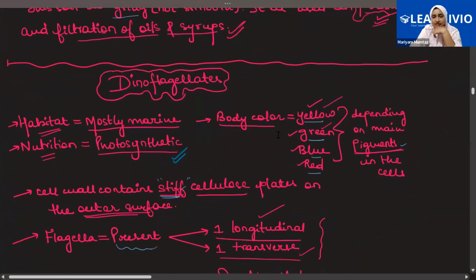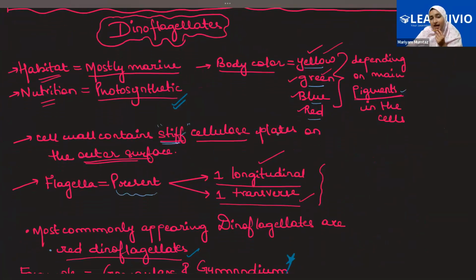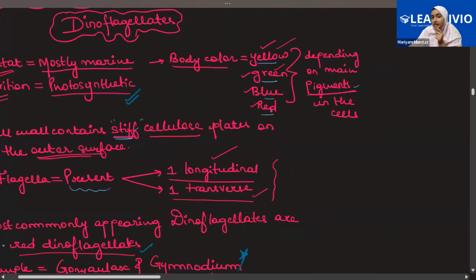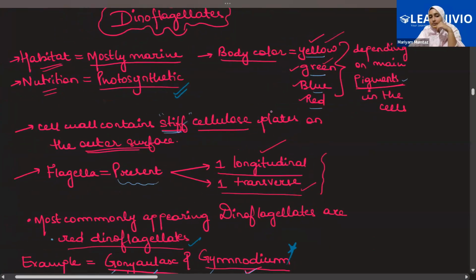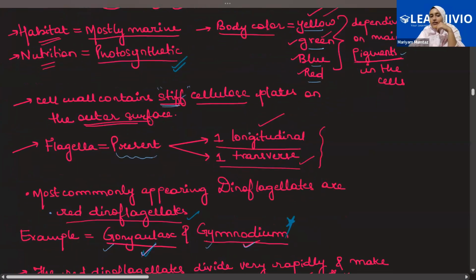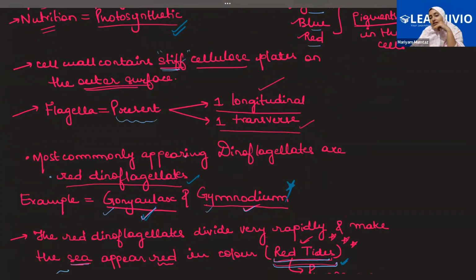Then comes the dinoflagellates. Now, the dinoflagellates are mostly marine in terms of their habitat, and they are also photosynthetic, meaning they are autotrophic in nature. The body color depends upon the pigment that they have in them. They can be yellow in color, green, blue and red. The cell wall contains stiff cellulose plates on the outer surface, and flagella is present. They have two types of flagella in their body: one is a longitudinal flagellum and one is a transverse flagellum.